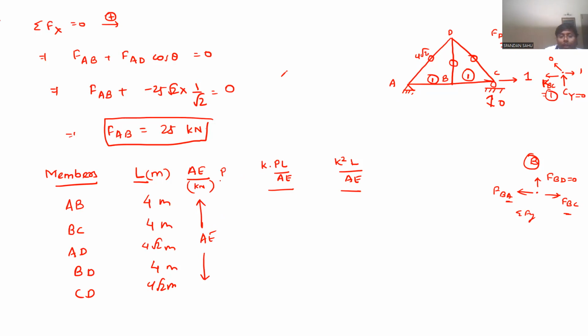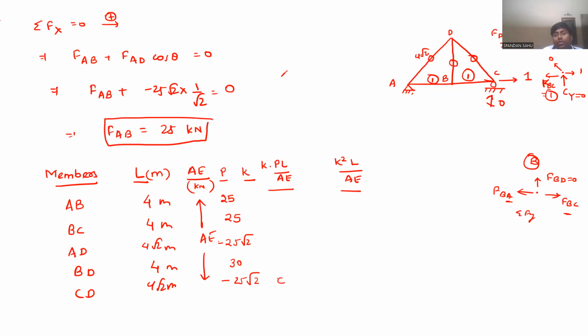One more thing, P and K force system we have to take. Now tell me what are the P member forces? For AB, it was 25 kilonewton under external load for primary structure. For BC, it is 25. For AD, it is minus 25 root 2. This is 0. This is minus 25 root 2. Correct? Yes, sir. Now, K force system, you see, every member force is 0.